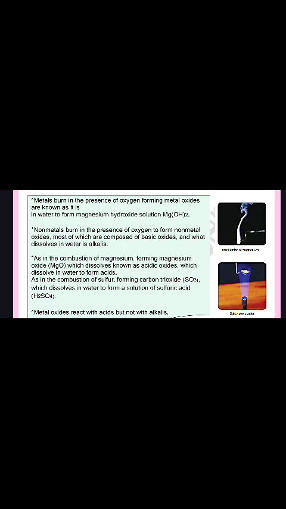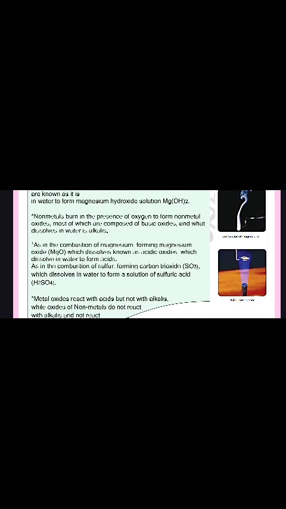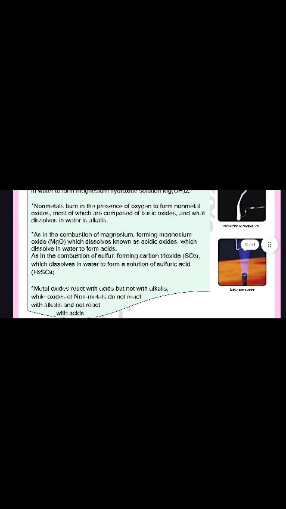Metals burn in the presence of oxygen, forming metal oxides, which are known as basic oxides. They dissolve in water to form a magnesium hydroxide solution, while nonmetals burn in the presence of oxygen to form nonmetal oxides, and most of which are composed of acidic oxides. And what dissolves in water is alkalis.